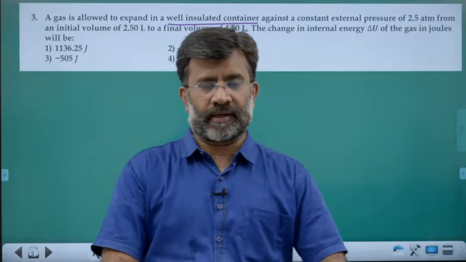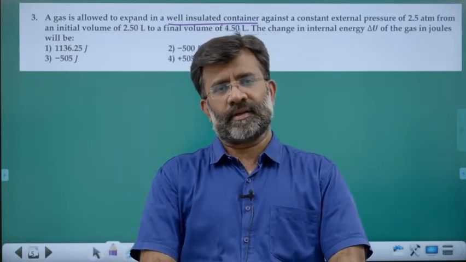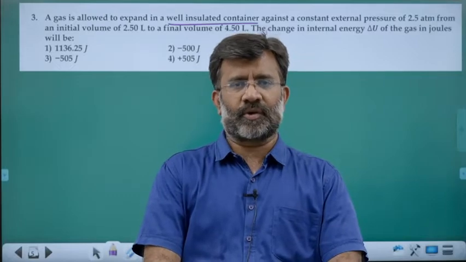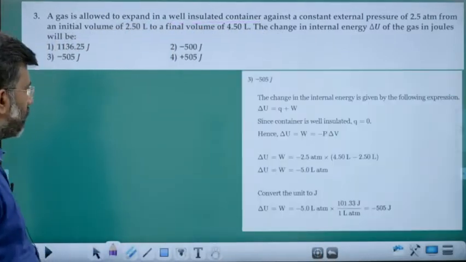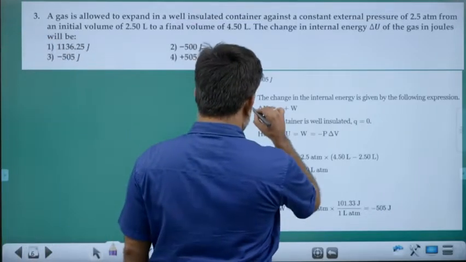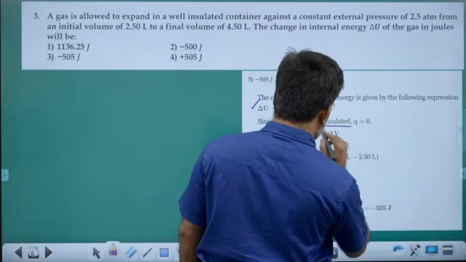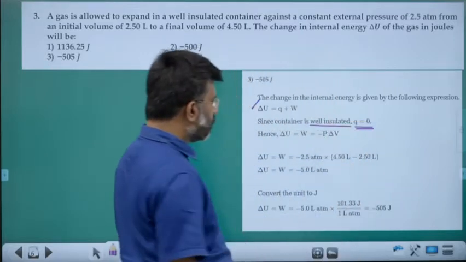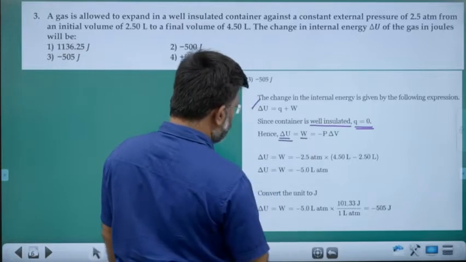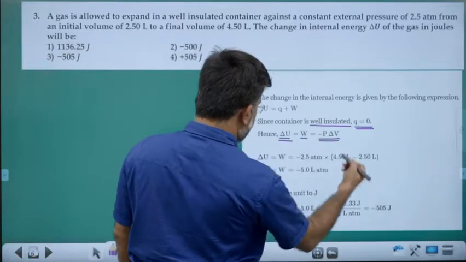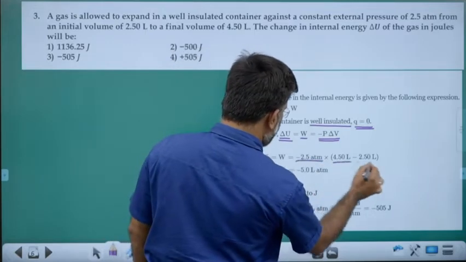Change in internal energy, according to the first law of thermodynamics, you know, what is the equation? Delta U is equal to Q plus W. So the first law of thermodynamics says that. Here it is well insulated. What happens? Q equals 0. So what is the condition? Delta U is equal to W. What is W? Minus P delta V. What is given? P is given, delta V is given.